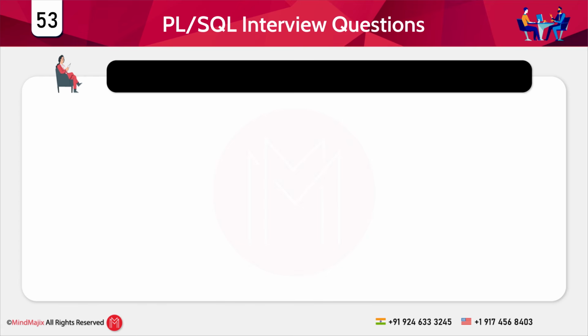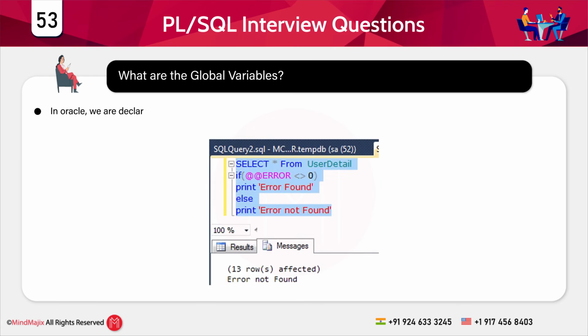The next question is, what are global variables? In Oracle, we declare global variables in the package specification only. What is the biggest advantage of global variables? Global variables can be accessed from anywhere in the program.